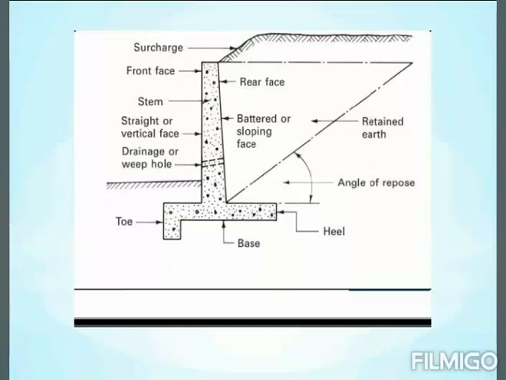Now, let's see what the major parts of a retaining wall are. The stem, heel, and toe slab are the major parts of a retaining wall. In the figure, you can see the stem, that vertical portion. It acts like a vertical cantilever under lateral earth pressure. Heel slab acts as a horizontal cantilever under the action of self-weight. And the toe slab acts as a cantilever under the action of resulting soil pressure acting upward.